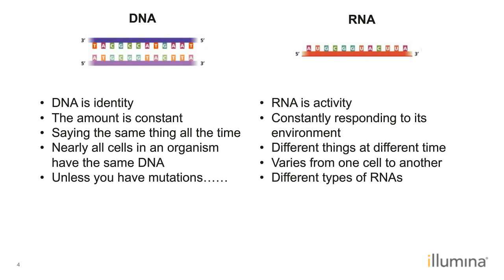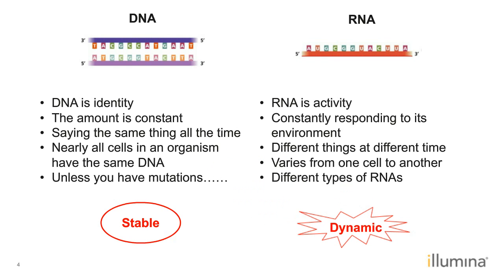RNA, on the other hand, it's indicative of activity, right? It is constantly responding to its environment, it's saying different things at different times, and it can vary from one cell type to another, and there are different types of RNAs. So if we were to label DNA and RNA in respective words, we could, in theory, call DNA stable, while RNA would be considered dynamic.